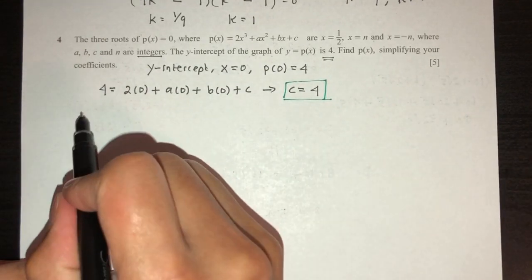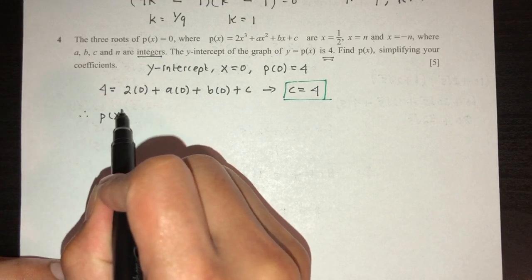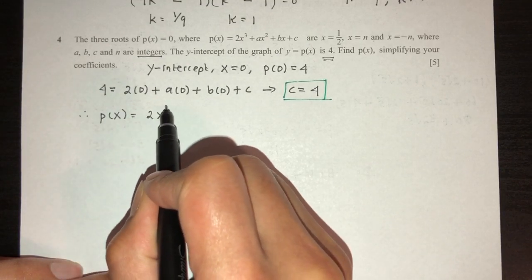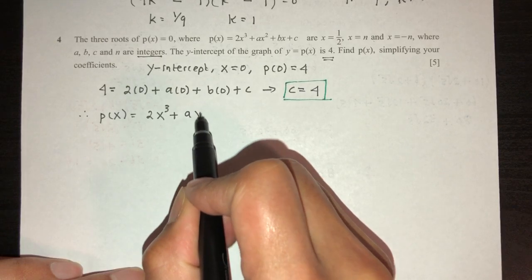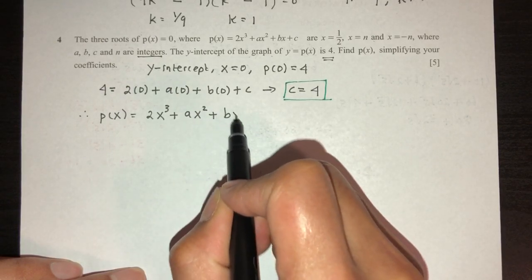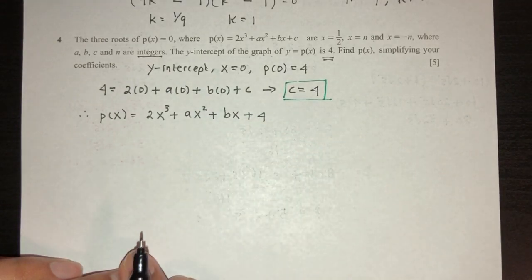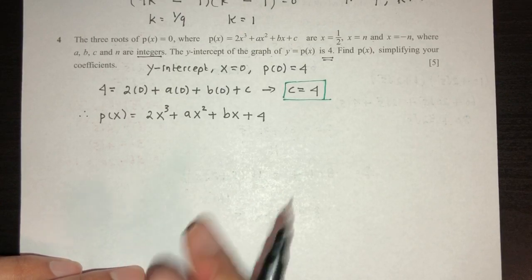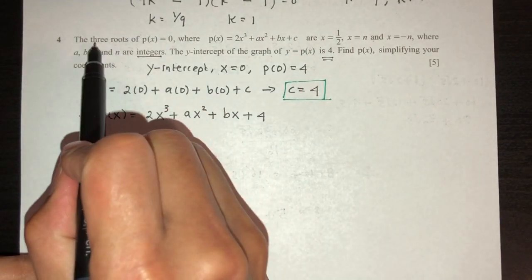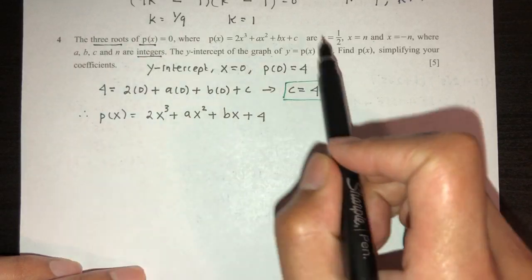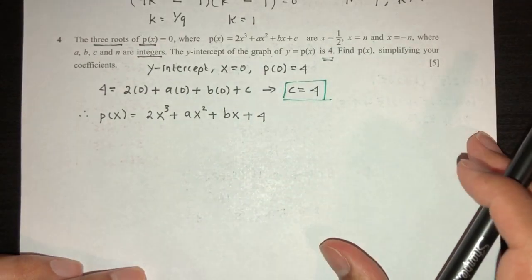So now your equation looks like this. P of x is equal to 2x cubed plus ax squared plus bx plus 4. Now what is the next thing we need to do? We have to look at this information. It says that the roots of p of x is given by this, this, and this.